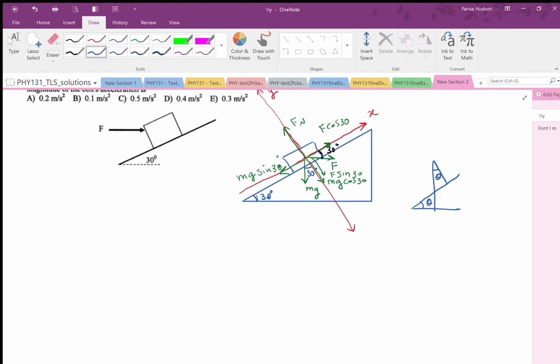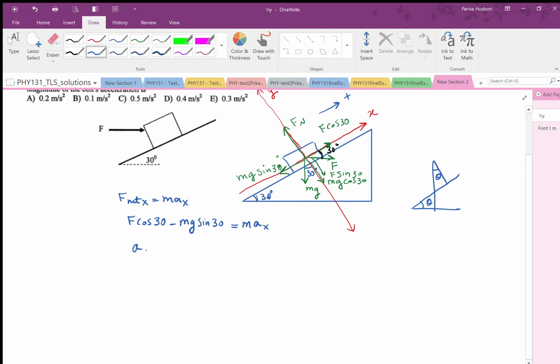The next step is to write Newton's law along the x-axis. I'm going to write F net x equals m a x. F net x is the sum of the forces acting on the object along the x-axis. If I pick up the ramp as the positive direction, the sum would be F cos 30, which is pointing towards the positive direction of the x, minus mg sine 30. This would be pointing in the negative direction of the x-axis. That's why you have minus mg sine 30. That's equal to m times a x.